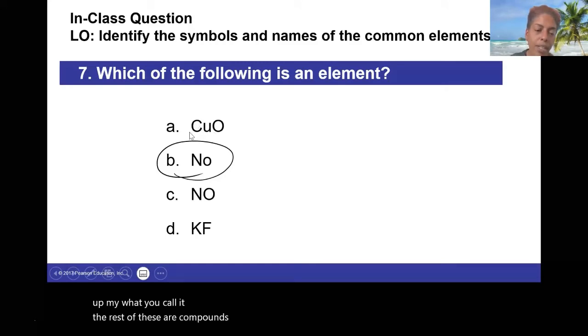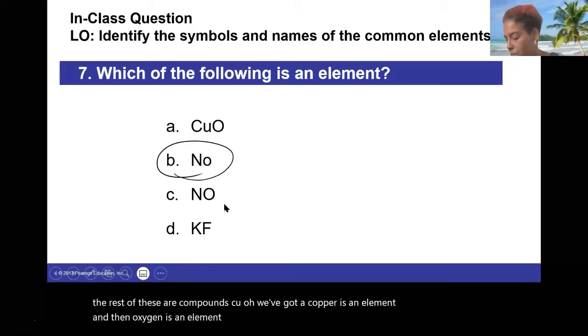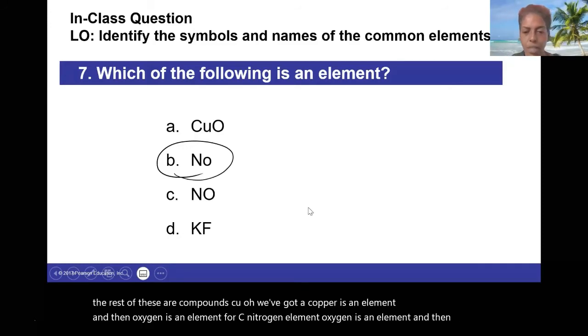The rest of these are compounds. CuO, we've got copper, which is an element, and then oxygen is an element. For C, nitrogen is an element, oxygen is an element, and then K, potassium is an element, and fluorine is an element.